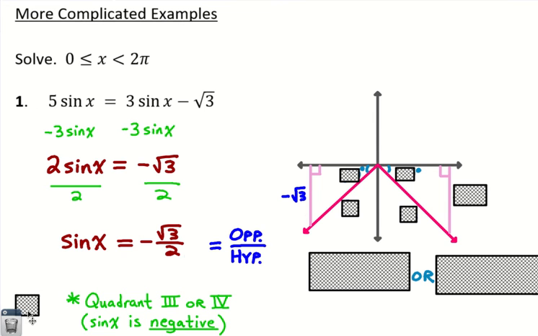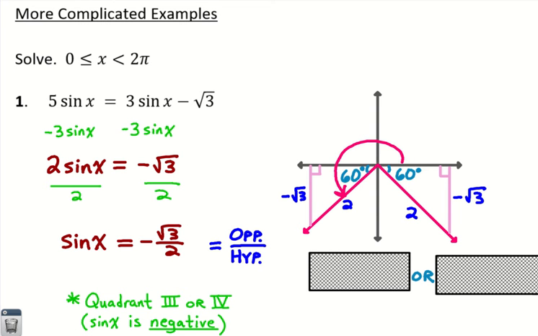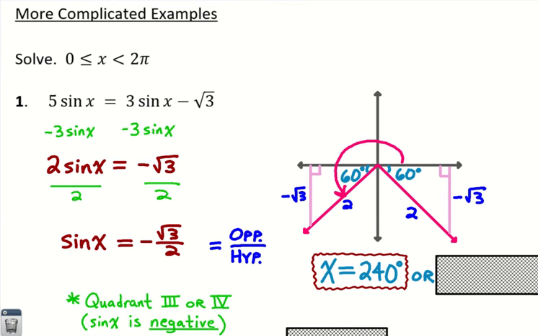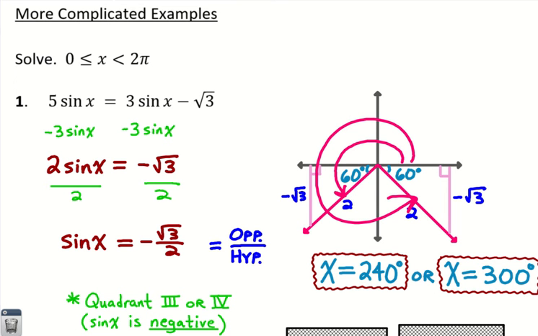So it would be negative root 3 opposite over 2 is the hypotenuse. And that means these reference angles are 60 degrees. And so the quadrant 3 angle would be 240, and the quadrant 4 angle would be 300, which you might just be able to go to your cheat chart for.